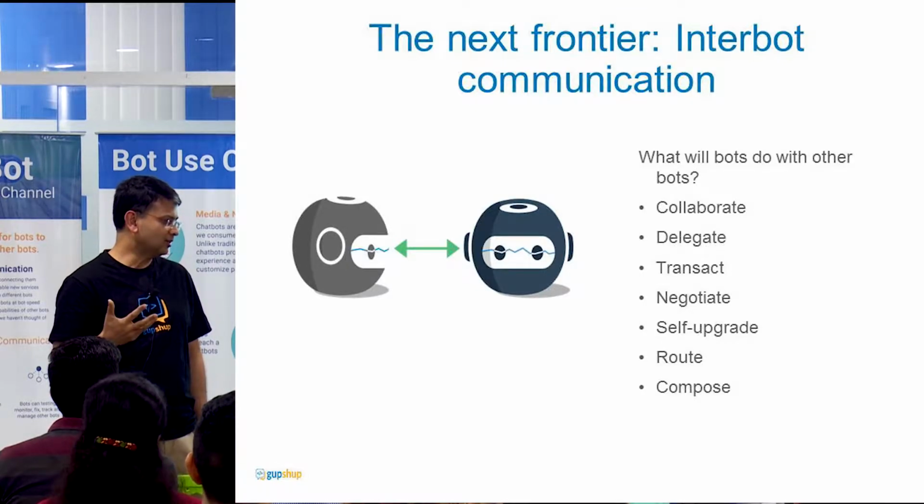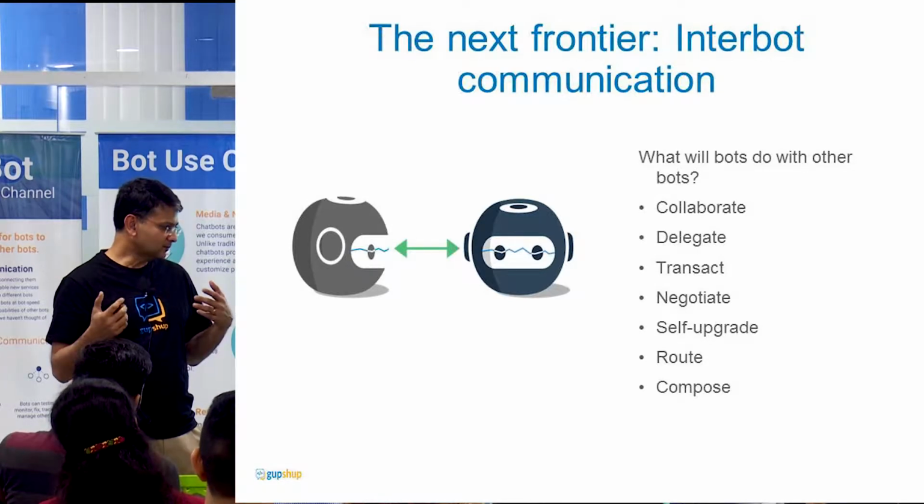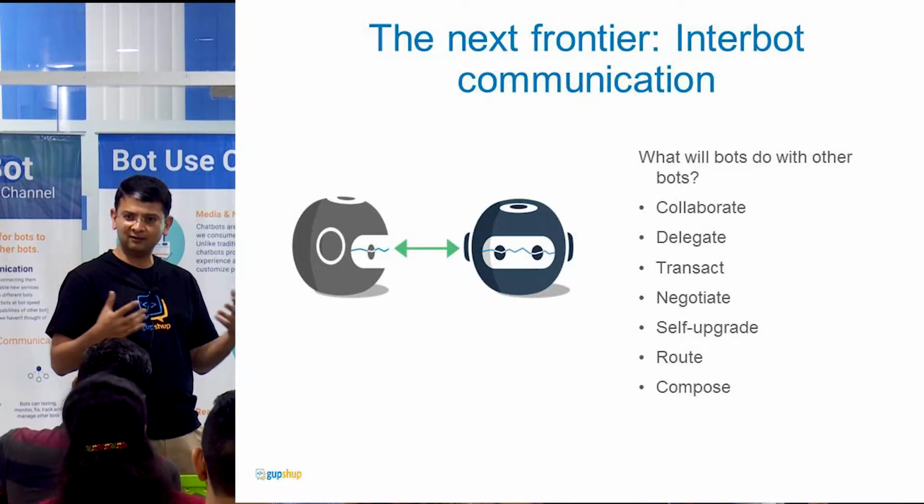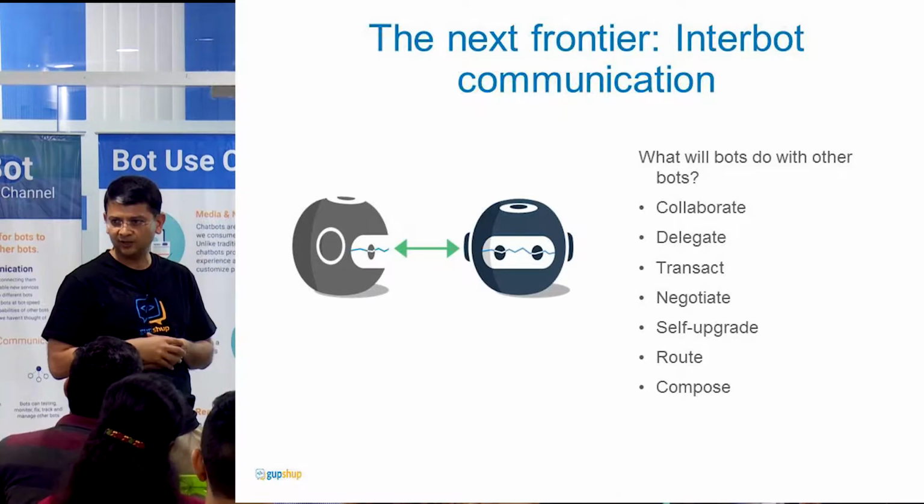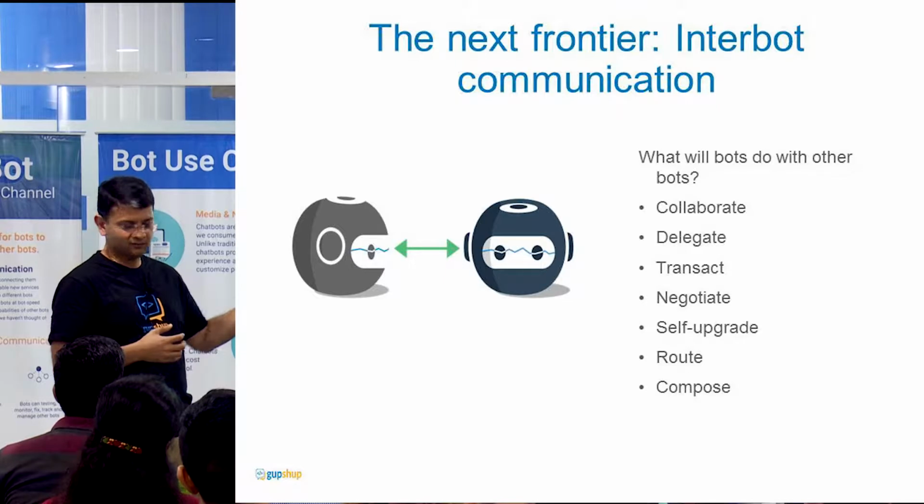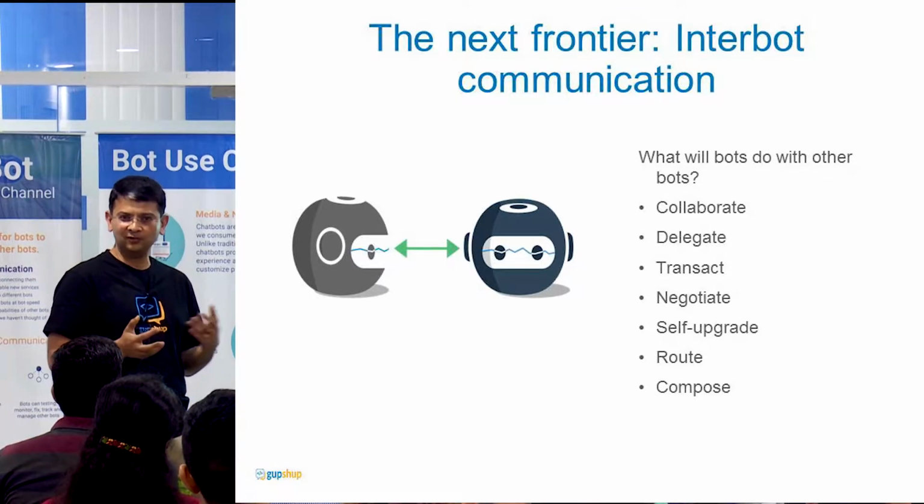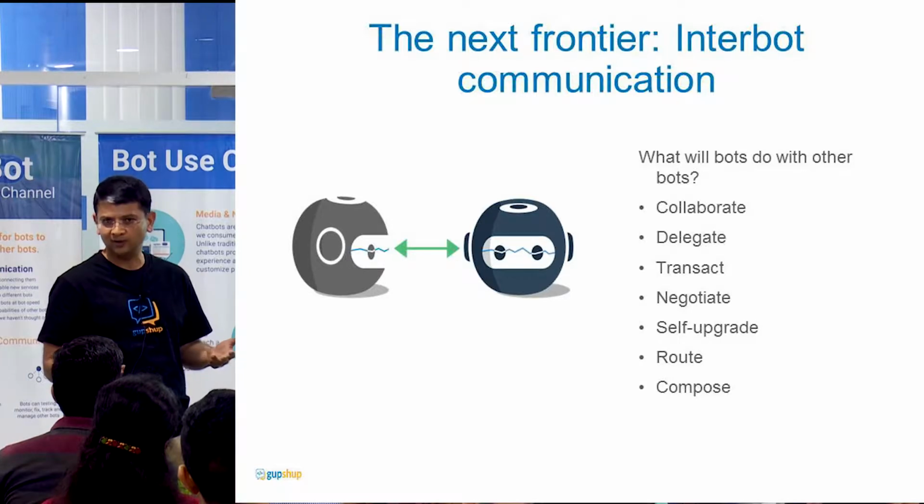But imagine, if you will, what bots could do if they could interact and communicate with each other. There's just a whole lot of different possibilities. And in fact, when we go through some of these examples, you'll see that it's not very different from how human civilization evolved.